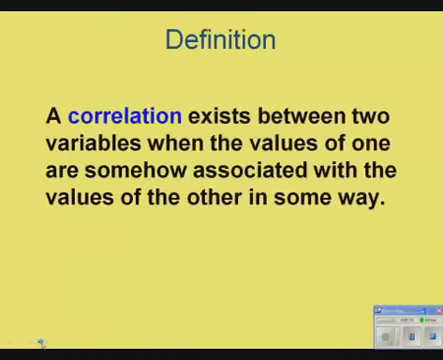So here's a definition. A correlation exists between two variables when the values of one are somehow associated with the values of the other in some way. But I really like Scott's definition. There's a relationship between the two variables, the two sets of values. And these definitions are in the book, but at least you can read it and get an idea.